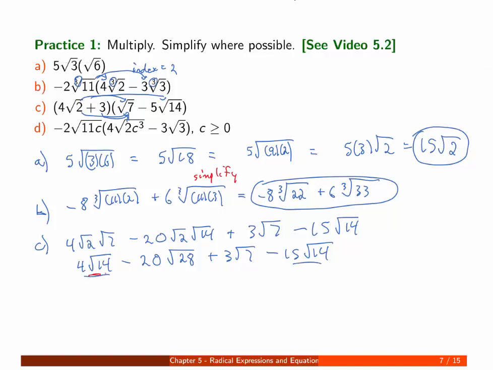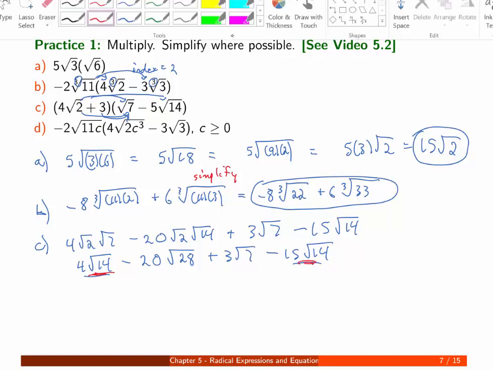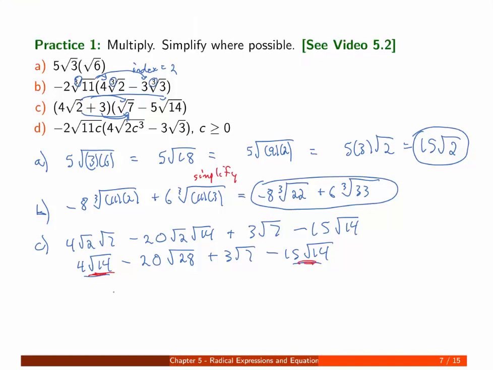Right away we can actually subtract these two terms right here. Okay, and these guys right here. Let's do that subtraction. 4 minus 15 is negative 11 root 14. And I guess we can do a couple things in this step here. We could divide 28 by 4. That actually gives us 7. So we can actually make this 4 times 7. Yeah, and that's going to make us be able to pair up these two guys. Okay, and these guys.